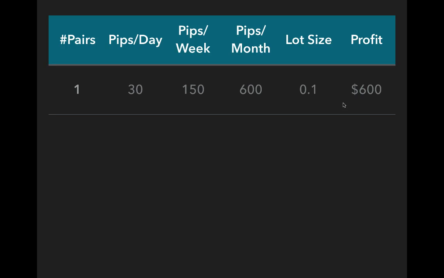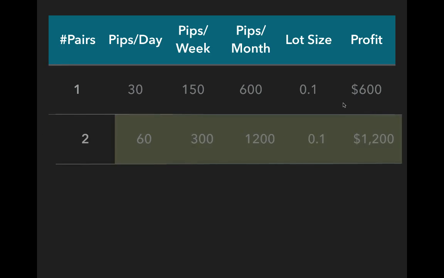Now it's nothing too big, but it's also not chump change either, right? $600 a month, that could help you do a lot of things. Maybe pay for some bills, pay for groceries, gas for your car, whatever, right? It's just an extra nice little side income that you make for yourself from just watching one pair a day, and just looking for one good setup and catching 30 pips. You do that every day for a month, you get $600.